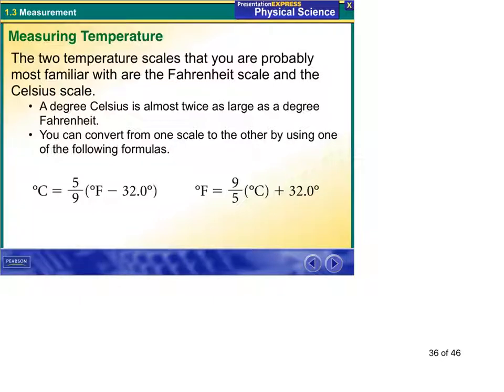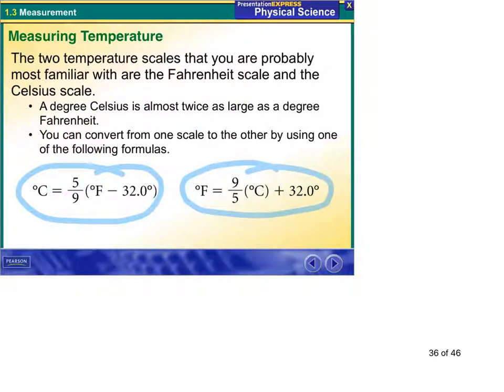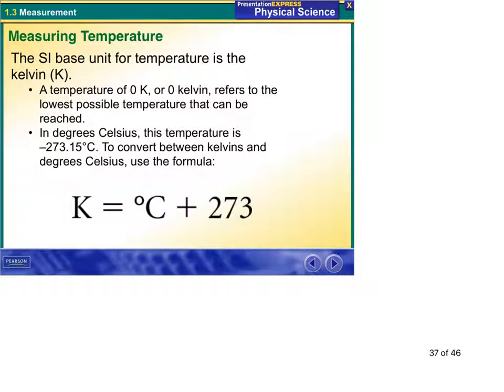A couple of very important formulas you should have seen before is how to convert from degrees Celsius and degrees Fahrenheit. A couple key little things to remember. A degree Celsius is about twice as big as a degree Fahrenheit, actually 1.8. And then remember the formulas. So those are a couple temperature scales you've heard of before.